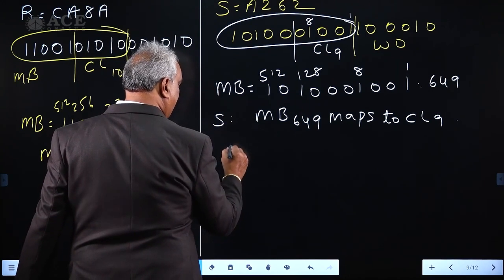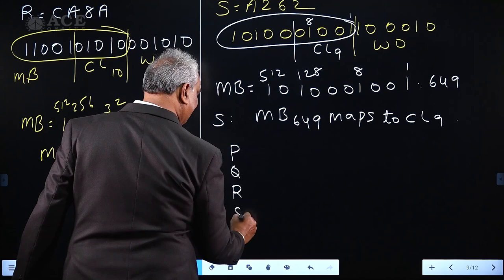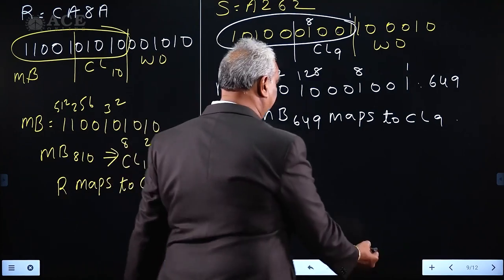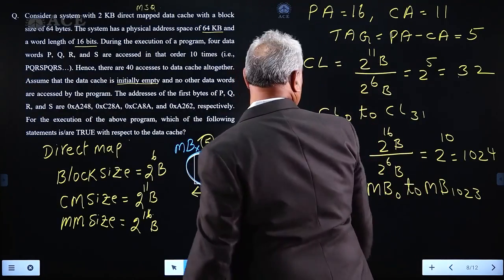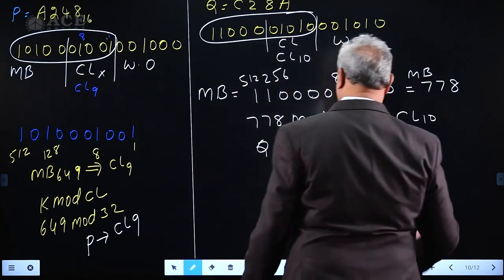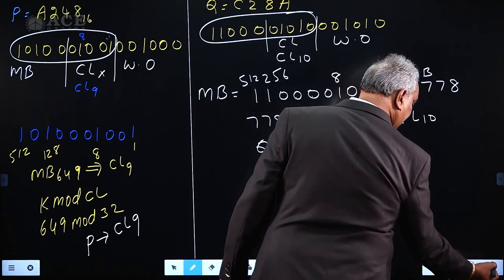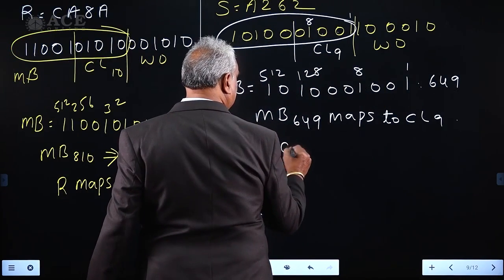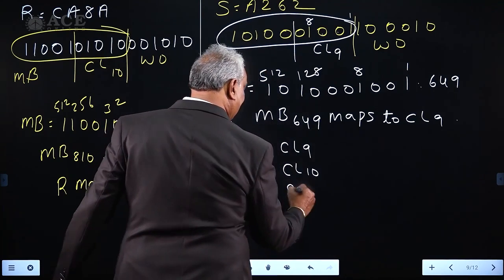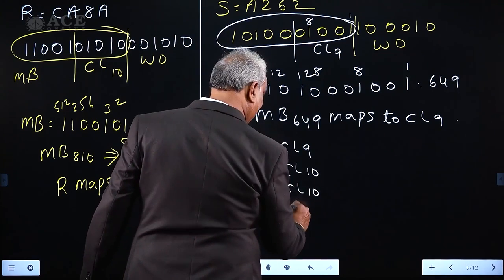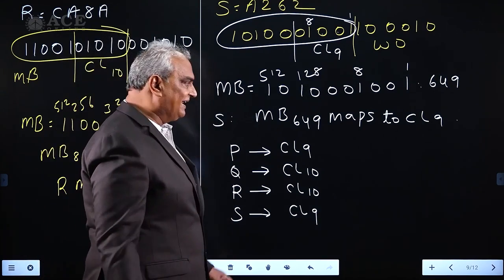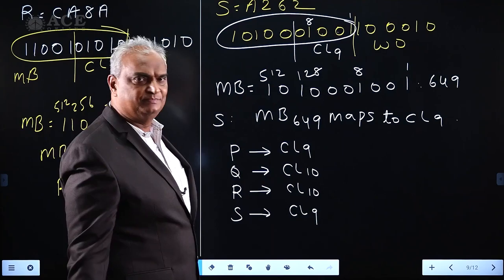Finally, remember this: P, Q, R, S. P maps to CL9. Q maps to CL10. R maps to CL10. S maps to CL9. Initially, all cache blocks are empty. The order is PQRS. Okay?